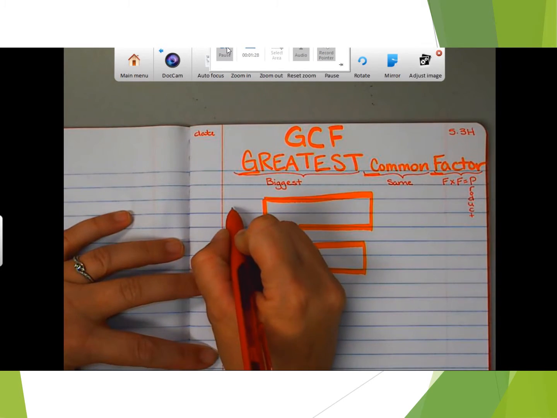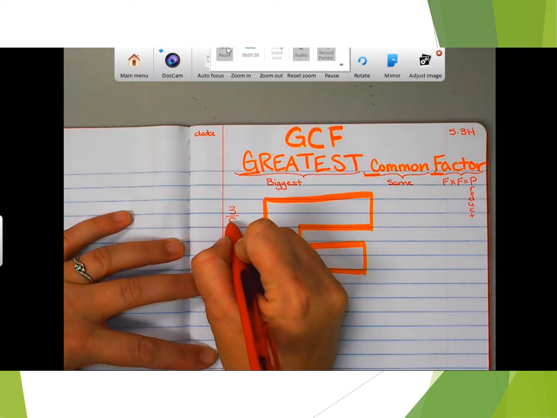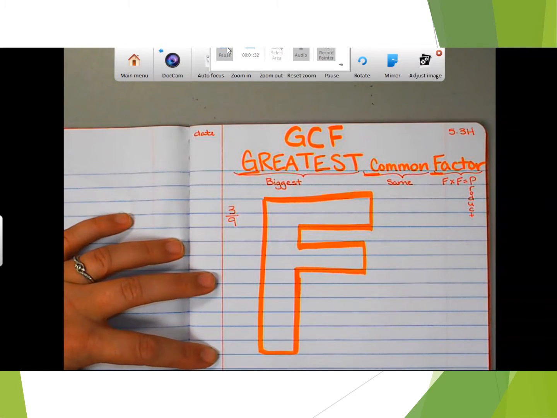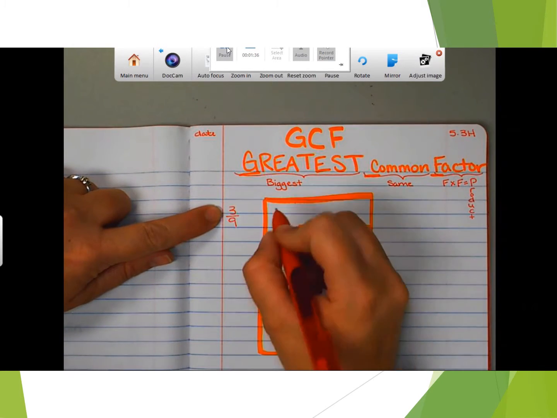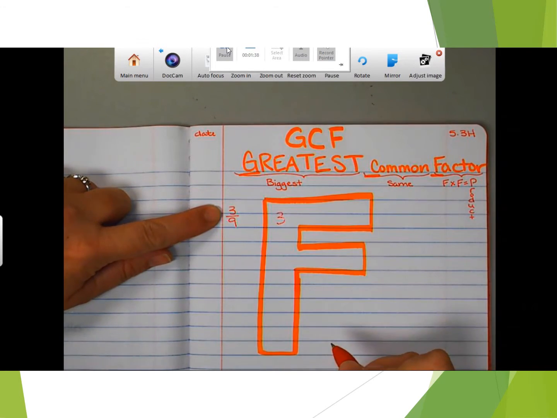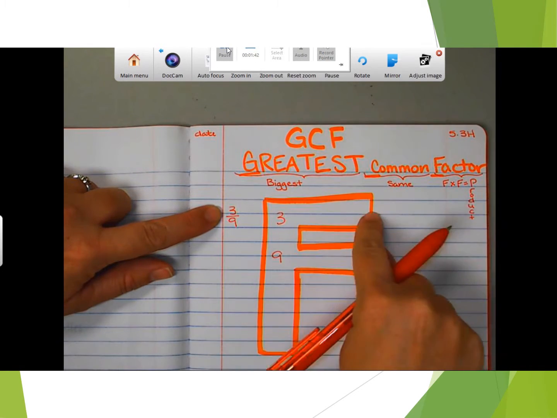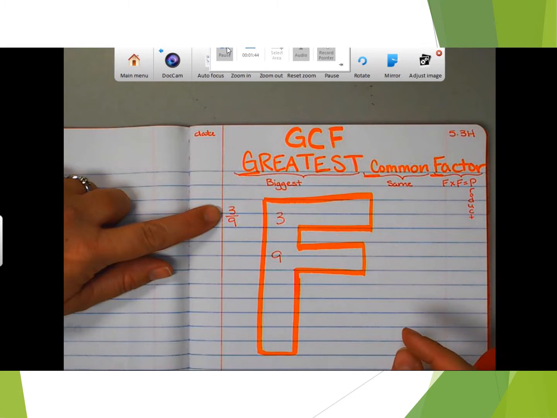We're going to find the greatest common factor for 3/9. So you have your 3. You're going to list it here. You have your 9. You're going to list it here. And now on the little bars of the F, you're going to list out their factors.